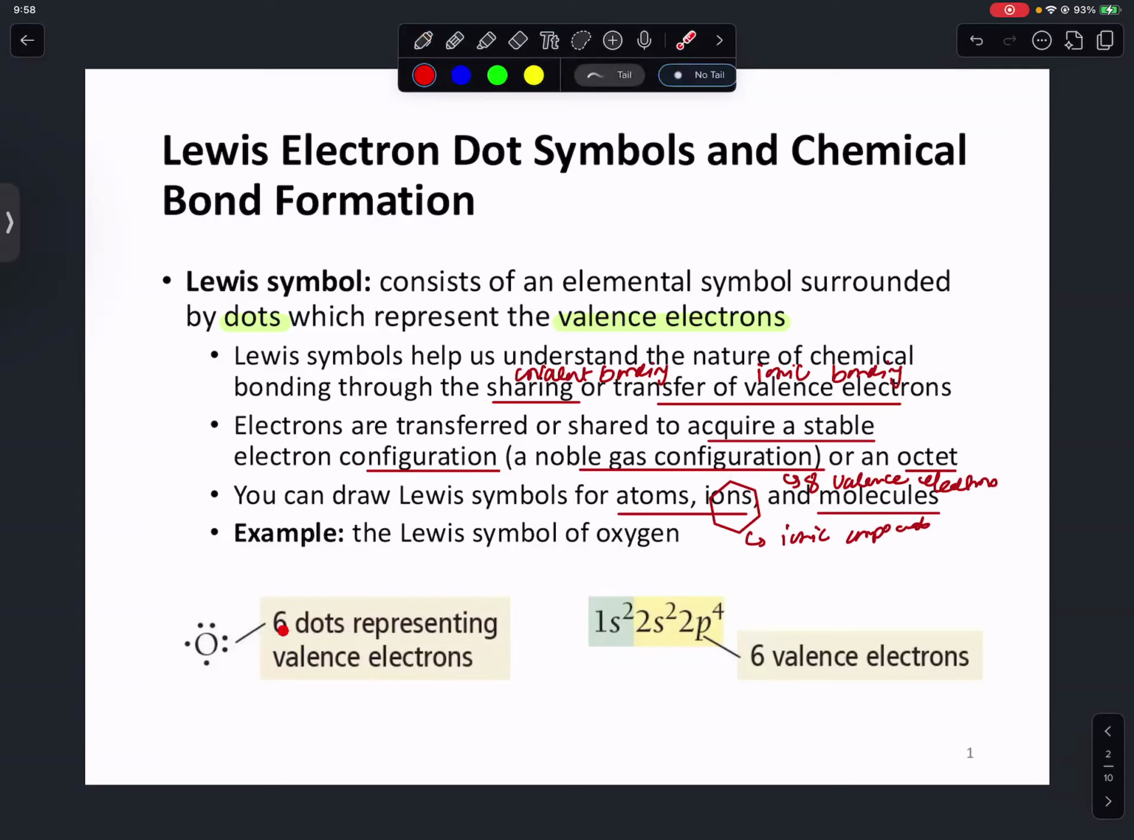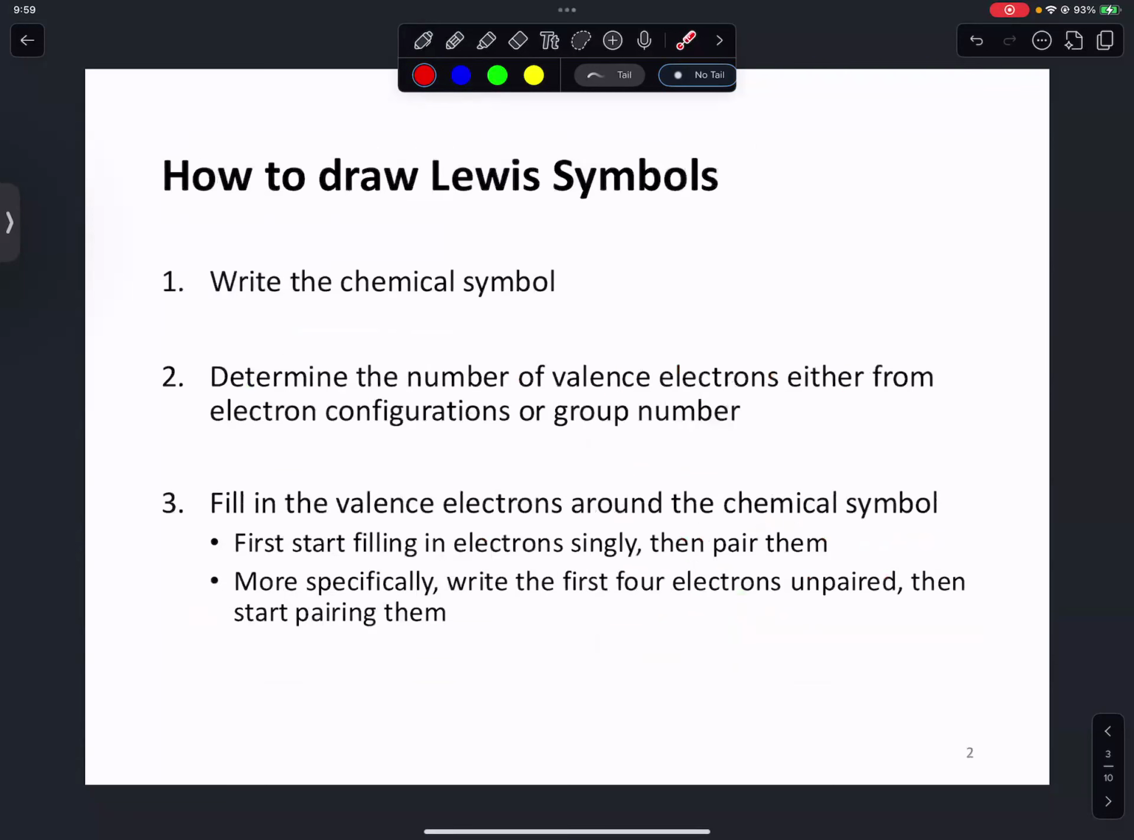For example, here we have the Lewis symbol of oxygen. We can see that there are 6 dots representing the 6 valence electrons of oxygen. So this is the electron configuration of oxygen, and we can see that there are 6 valence electrons. Let's see how we can draw the Lewis symbol.